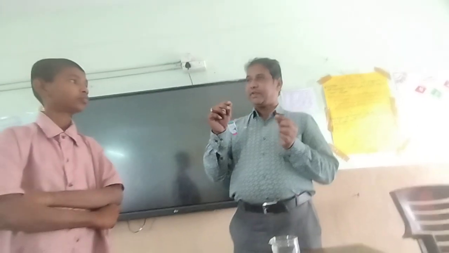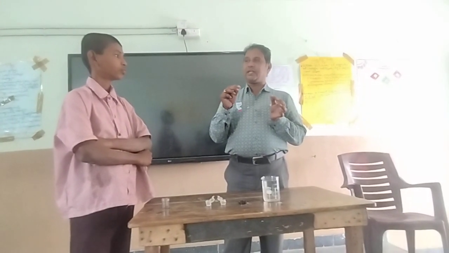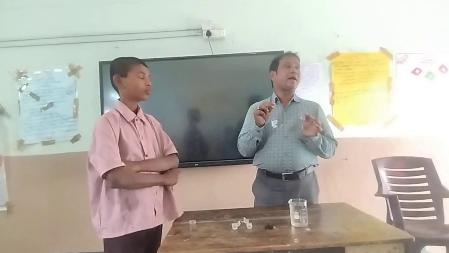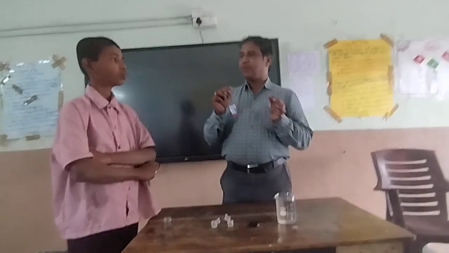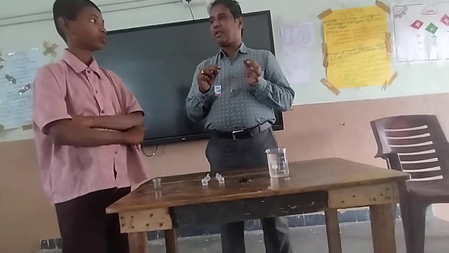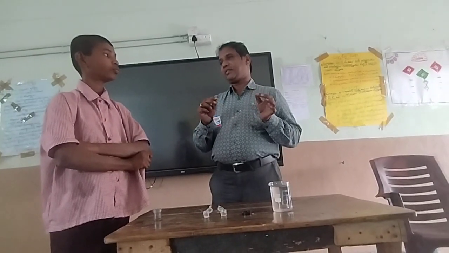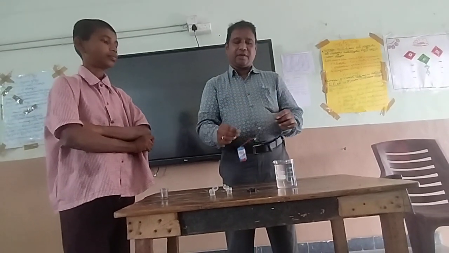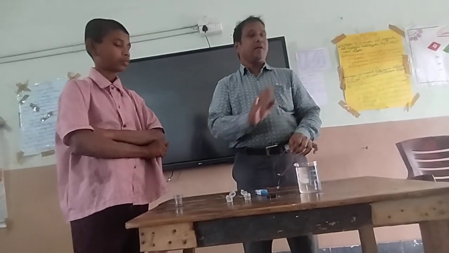So now, where we do not observe the glowing of the bulb, you can say that the liquid is a bad conductor. Good conductor and bad conductor. If it allows the current and conductivity is there, it is a good conductor. If it does not allow, then it is a bad conductor. Now you can classify: from our four, two are bad conductors, two are good conductors.